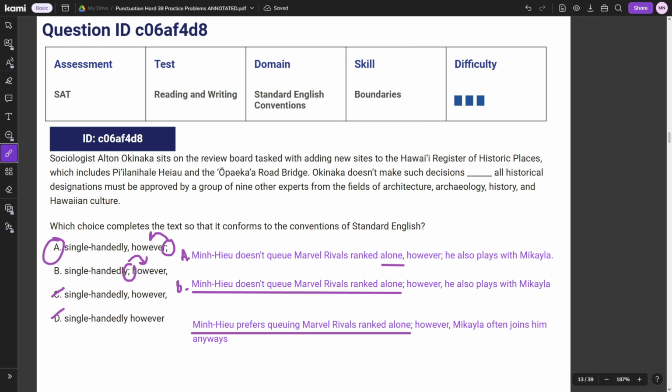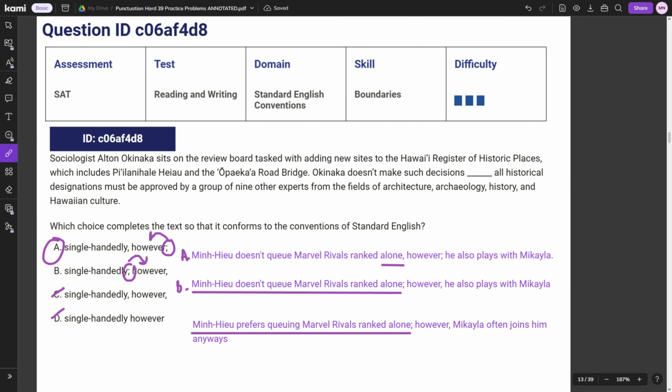And in this case, it would make sense for it to work this way. Why? Well, let's check it out. Does the first idea, which is everything before the semicolon, contradict with the second idea, which is everything after the semicolon? Well, here's the first idea: I prefer queuing ranked alone. And here's my second idea: Someone else often plays with me anyways.